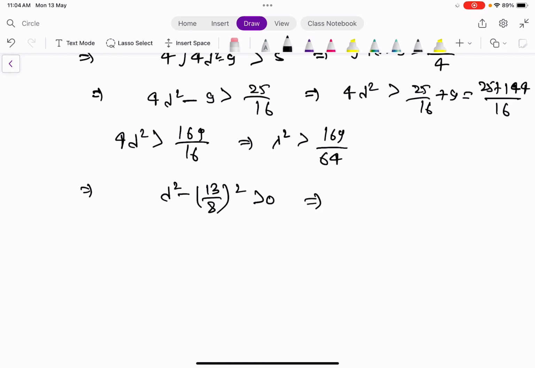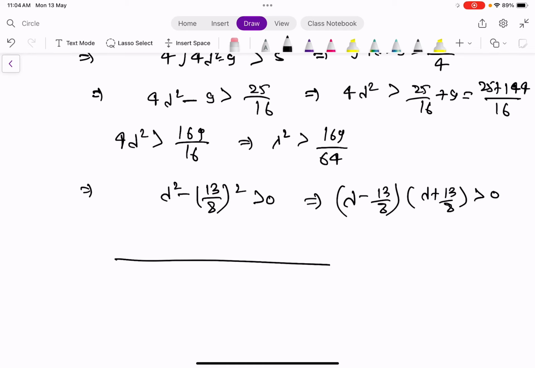So a square minus b square, we can open it: (lambda minus 13/8)(lambda plus 13/8) is greater than 0. By using the wavy curve method, here it will be minus 13/8, here it will be plus 13/8. Now plus, minus, plus. And the critical points are not going to be included because it is given strictly increasing.